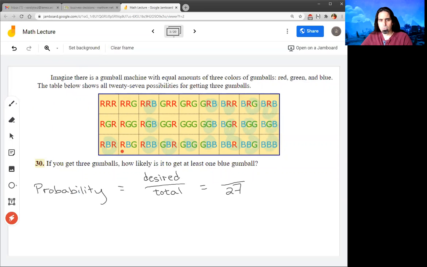Okay, now let's count those. Oops, I forgot one. So 1, 2, 3, 4, 5, 6, 7, 8, 9, 10, 11, 12, 13, 14, 15, 16, 17, 18, 19. So 19 out of 27 had at least one blue. If I wanted to write this as a percent, I could. So 19 divided by 27, top divided by bottom, gives me 0.703 repeating. So that's about 70%.